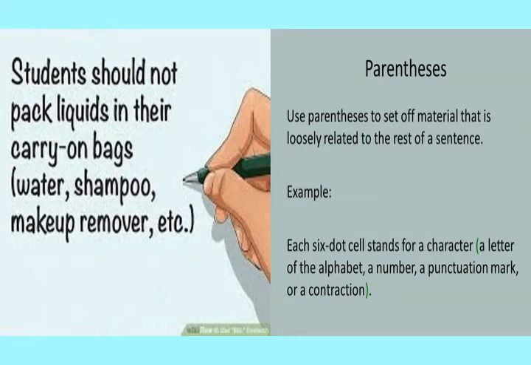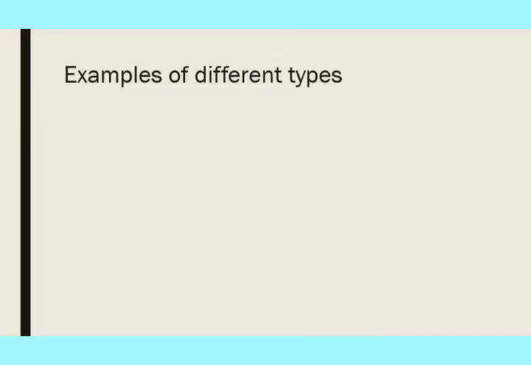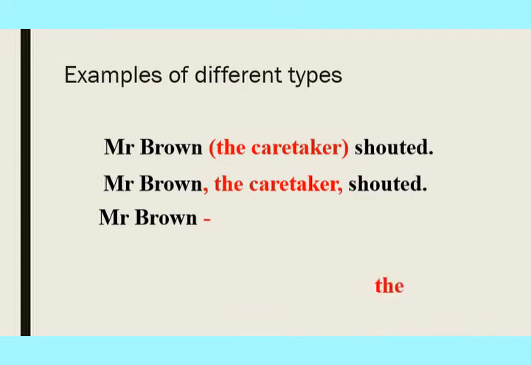Parentheses use parentheses to set off material that is loosely related to the rest of the sentence. Example: Each 6-dot cell stands for a character (a letter of the alphabet, a number, a punctuation mark, or a contraction). Students should not pack liquids (water, shampoo, makeup remover) in their carry-on bags. Okay, these are good examples of using extra information correctly.